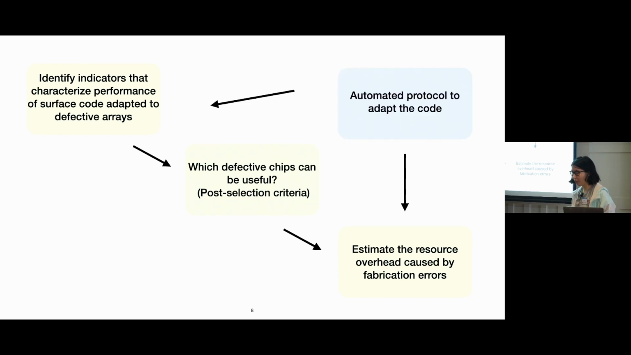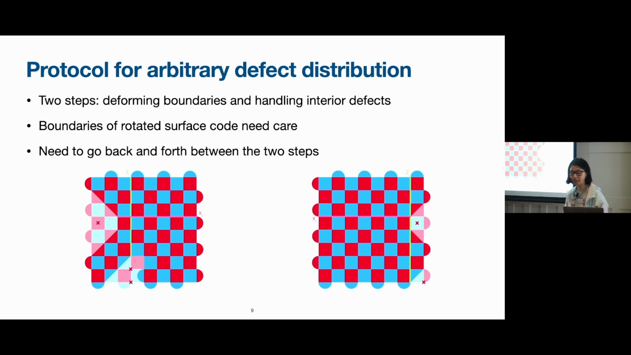But in order to achieve these goals, we first need an automated protocol to adapt the code, because we need to sample a large number of random defect distributions, and we don't want to adapt the surface code by hand to all of these. So this is the tool that we need in order to continue the study. I went ahead and made a protocol that can adapt the rotated surface code to arbitrary defect distributions. The process of coding this was actually mostly: I finished the code, thought it was good, then tested it on a bunch of random defect distributions, and somehow it failed on one of them. Then I looked into them and went back to modify the code until it didn't fail anymore.